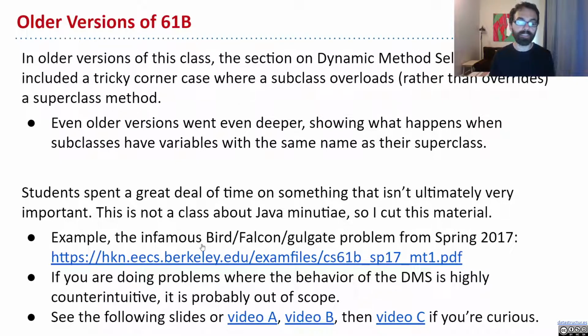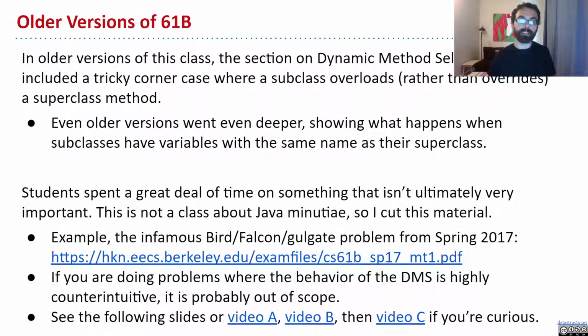If you want to see an example of this, there's a famous problem from an exam from spring 2017, the Goalgate problem. And so if you're taking 61B in real life and you got to take exams and you're at Berkeley, don't spend your time doing this unless you find it personally interesting. It's not a good problem to pursue. Everybody, of course, is welcome to go look at this old material and learn it, but I'm not going to expect you to learn these things.